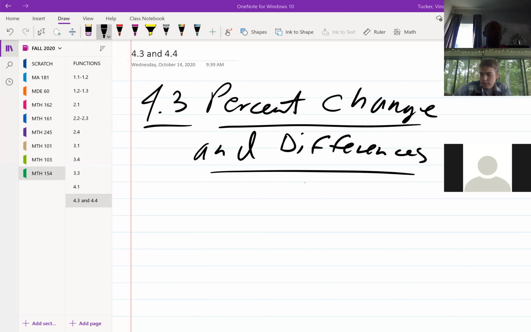All right, so 4.3% change in differences. All right. Looking at the first problem.